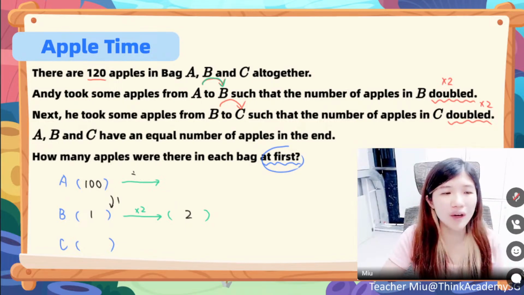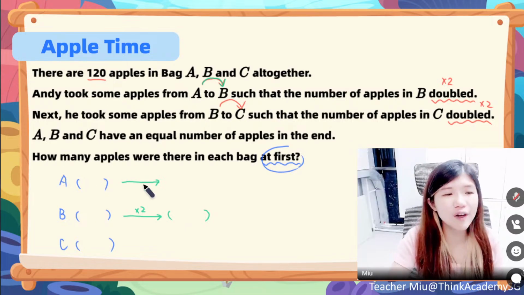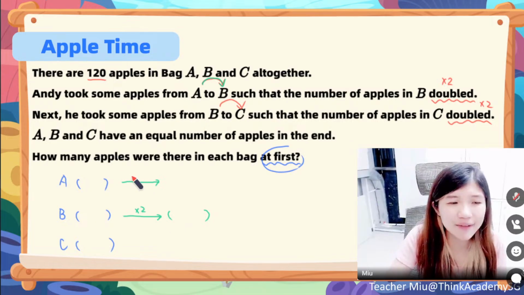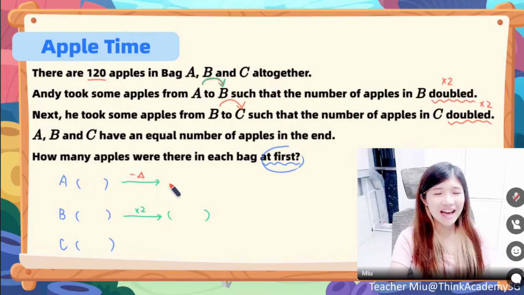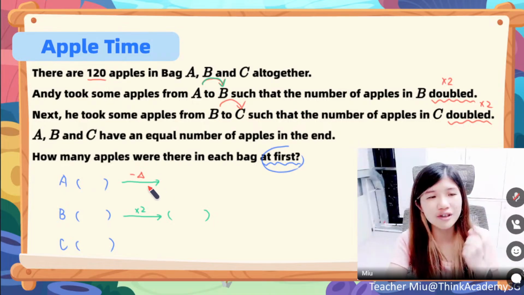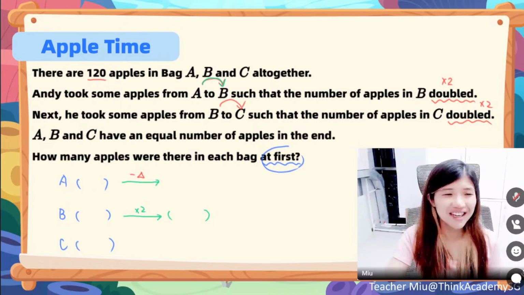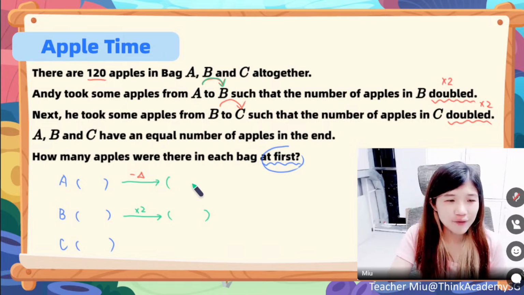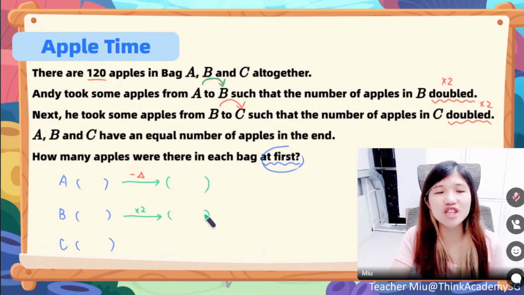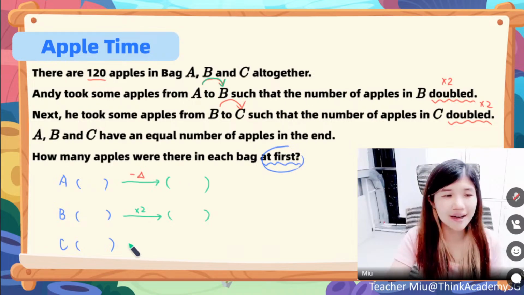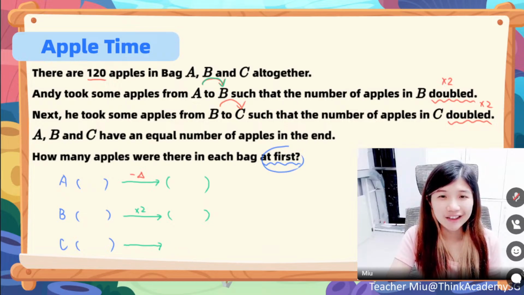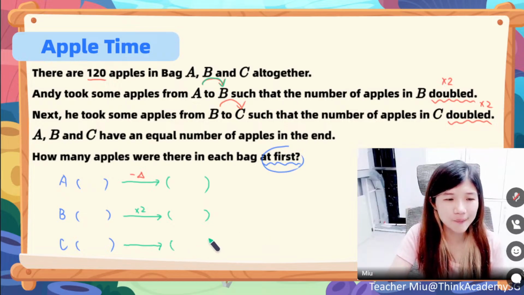What you can confirm is A is taking out something, but you don't know how many. It doesn't matter. After you finish the whole train diagram, you will find out it won't matter. So continue. For B, it got double, and for A, he's taking out something. It doesn't matter. But for C, did anything happen to C? Nothing happened, right? Okay, so we keep it.